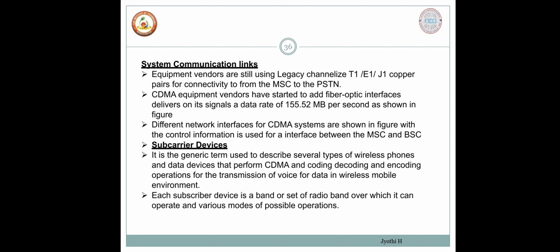So let us deal with it one by one. In the system communication links, equipment vendors are still using the legacy channelized T1, E1, J1 copper pairs of connectivity from the mobile switching center to the PSTN. The CDMA equipment vendors have started to add a fiber optic interface that delivers signals at a data rate of 155.52 megabits per second, as shown in the figure. The different network interfaces for CDMA systems are shown in the figure.